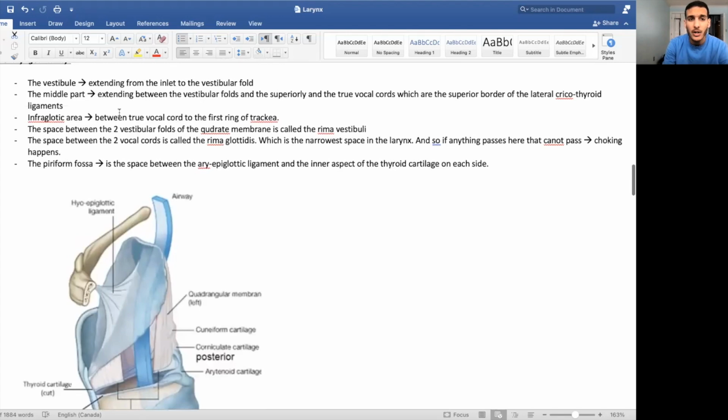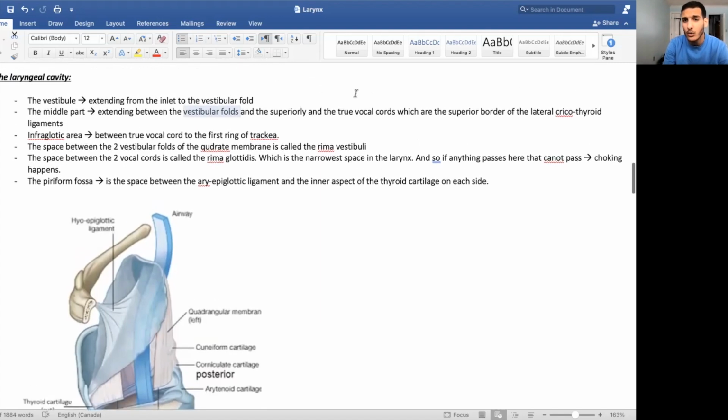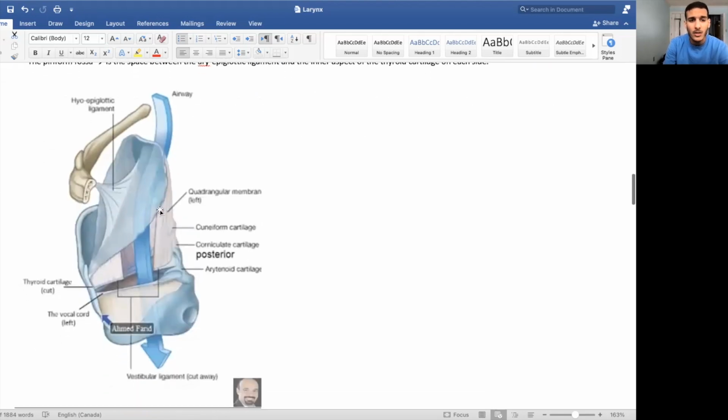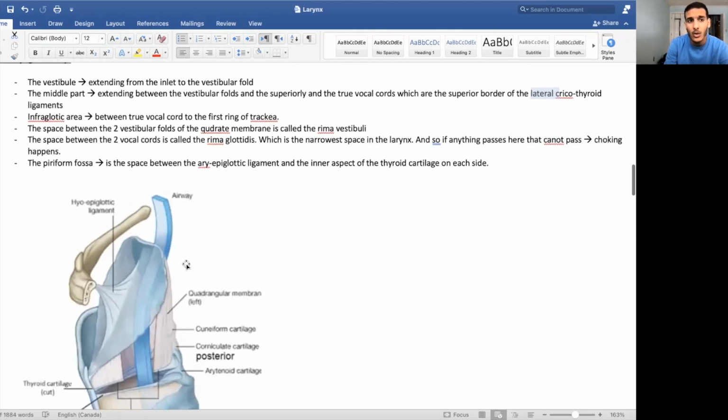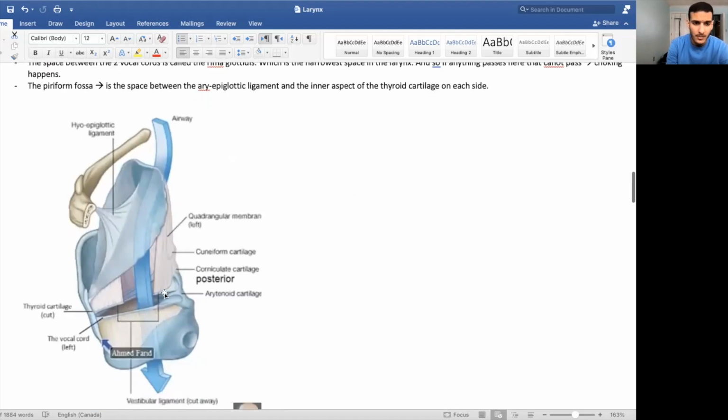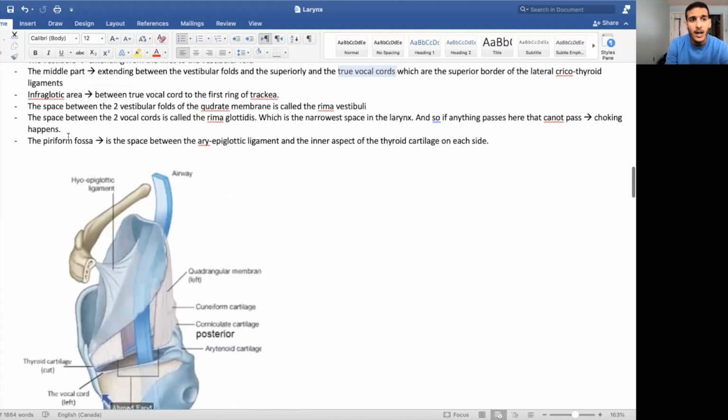Then we have the middle part, extending between the vestibular folds and the true vocal cords, which are the superior border of the lateral cricothyroid ligament. What they are saying is that the middle one extends from the false vocal cords to the true vocal cords. That's the middle part, between the vestibular folds and the true vocal cords. And then finally, we have the infraglottic area, from the true vocal cords to the first ring of the trachea.